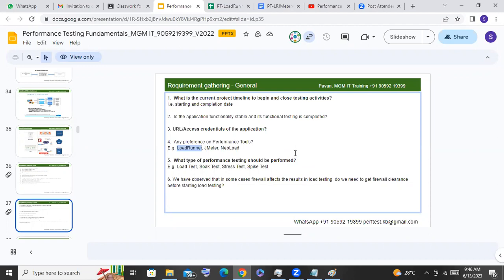Whatever tool you have chosen, you would have to assess whether it would be able to do the job or not. And then, what are the types of performance testing that have to be performed? As I said, the load test, soak test, and scalability test usually would be done as a compulsion. All the others are dependent upon the project and dependent upon the budget. Okay, clear about that, guys?